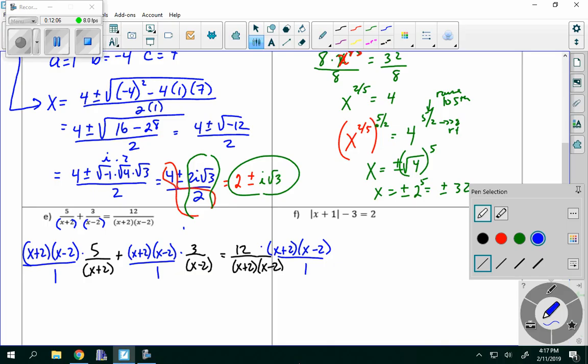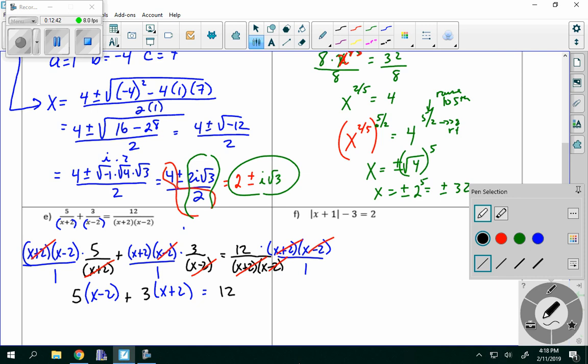So now this is where you've chosen that particular multiple so that each denominator will cancel and become a factor of 1, making your rational equation have 1 in the denominator. So now you have 5 times x minus 2 plus 3 times x plus 2 equals 12.